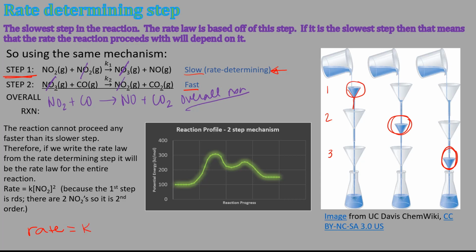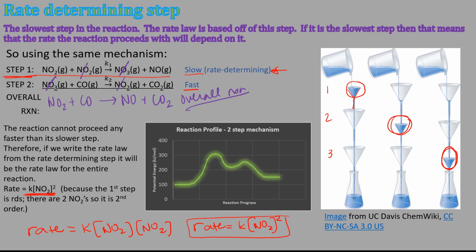Rate would be equal to K, and we'd have NO2 times NO2, because the only time that second NO2 cancels out is when we add it to the second step. Okay, so it's still there for this first step. And so we would end up getting rate is equal to K NO2 squared, which is what I've got written right here. All right, we do not consider the fast step at all when we look at how to write the rate law from the mechanism.